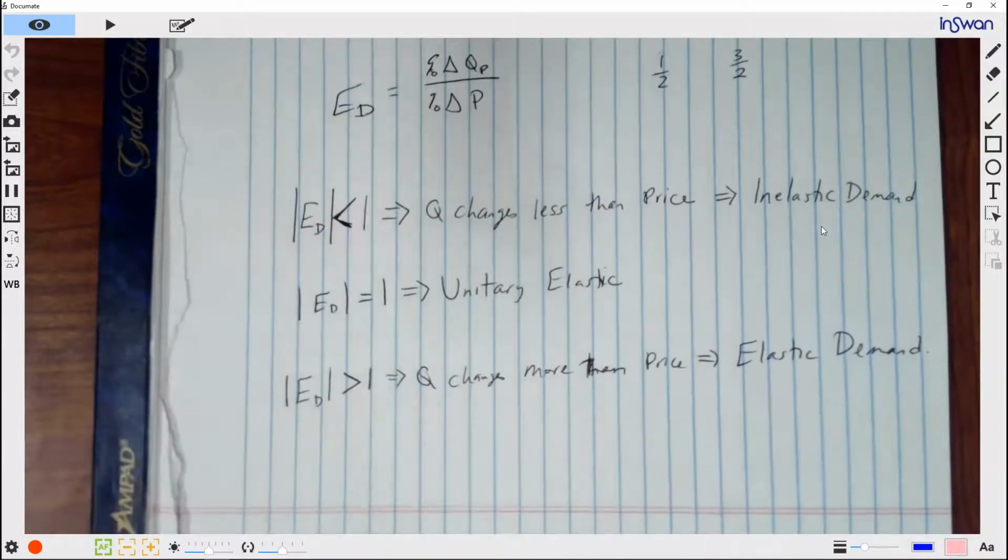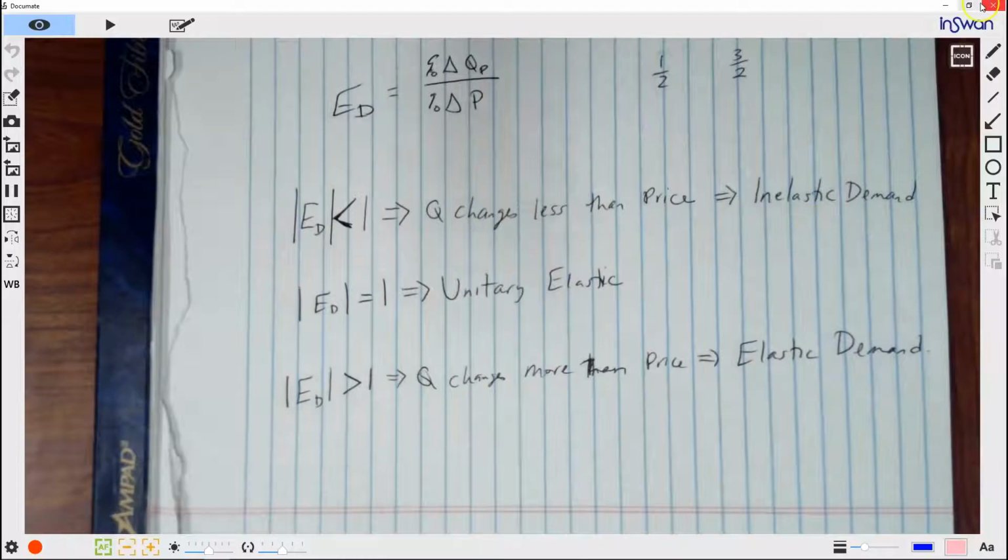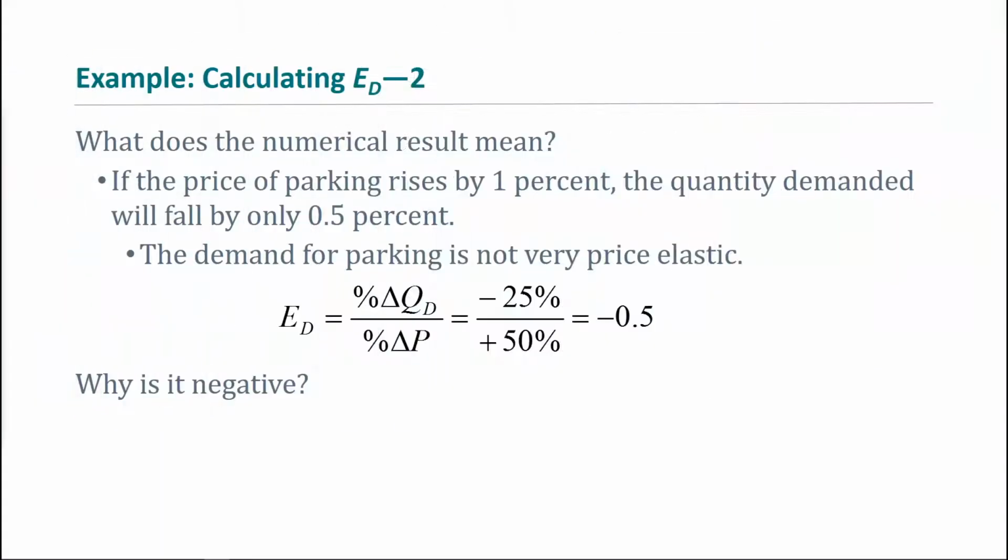So write this down. These will be helpful to you moving forward as you do these calculations and then you're trying to interpret your results. What does it mean that my elasticity of demand is equal to negative 0.5, right? So look at the absolute value of that. Look at just the number, the numerical result, the 0.5 part, and it tells you that you have inelastic demand because that's less than 1, right?